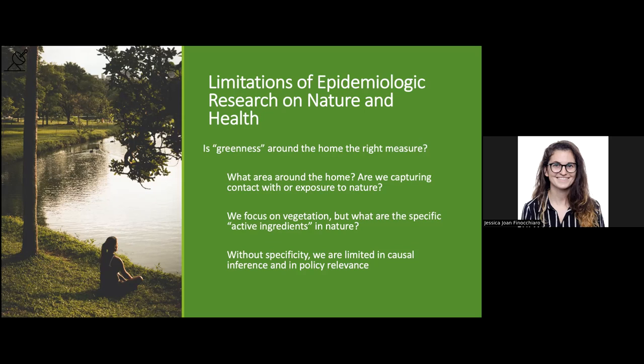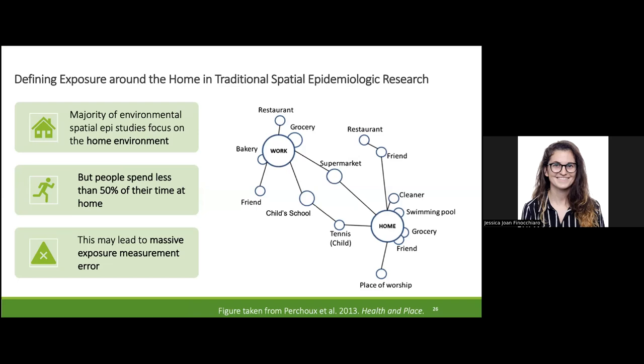Because we can't tell the mayor of Cambridge or Alston to say, increase the vegetation index by 0.1, right? How do you do that? So we need better information about what specific active ingredients may drive health. And so in epi research, in spatial epi research, the majority of the studies focus on the home environment. And that's because it's easy to find that data, right? With the Nurses' Health Studies, we had that data going back to the 70s, because that's how data was collected in mailed questionnaires, right?